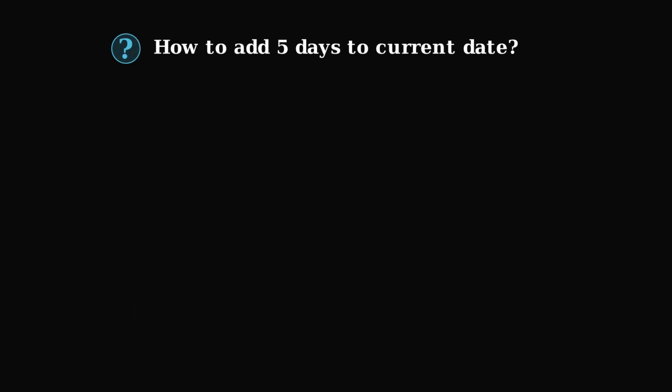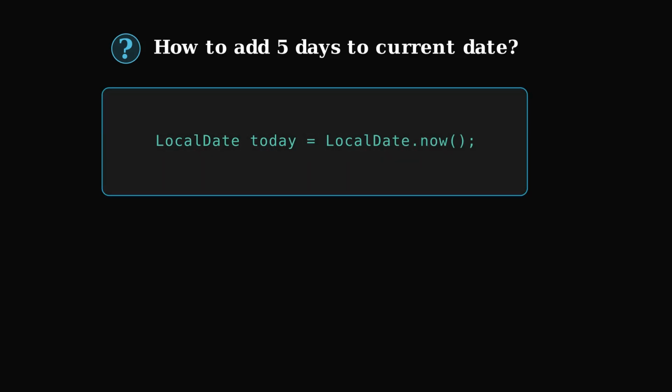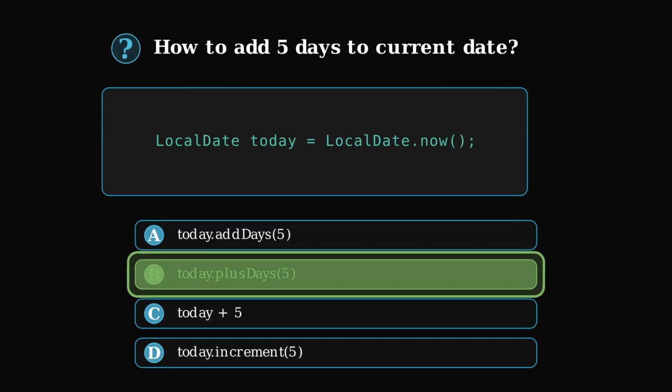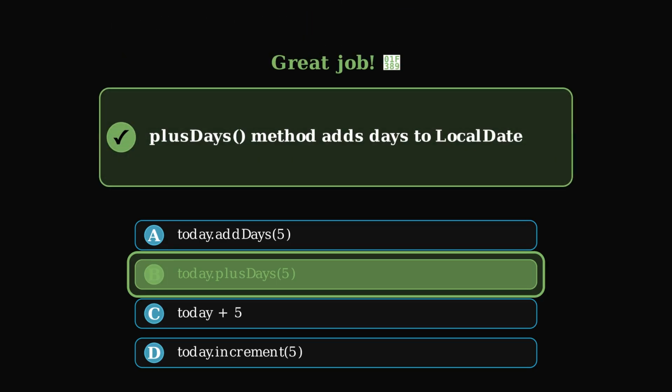How to add 5 days to current date? Which one is correct? The correct answer is plusDays method adds days to LocalDate.